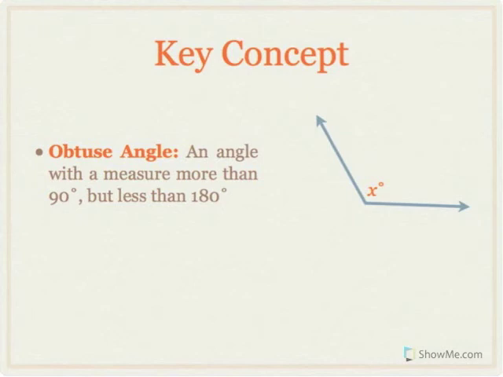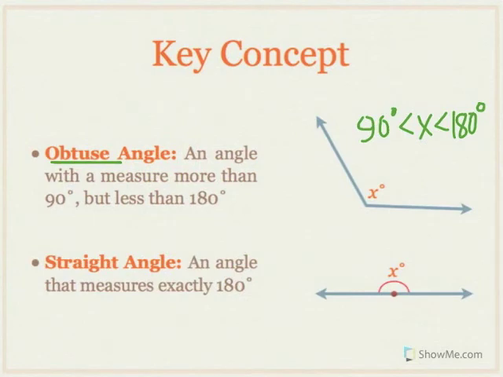Now let's go beyond 90 degrees. If we go beyond 90 degrees, we get what is called an obtuse angle. An obtuse angle is an angle that has an angle measure greater than 90 degrees but less than 180 degrees. And finally, we have the straight angle. A straight angle is an angle whose measure is exactly 180 degrees.